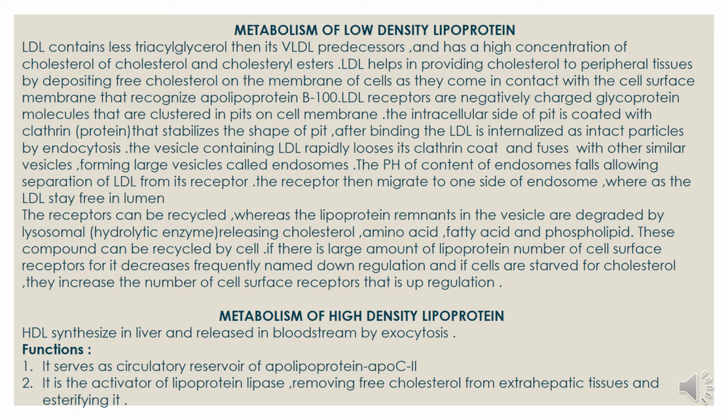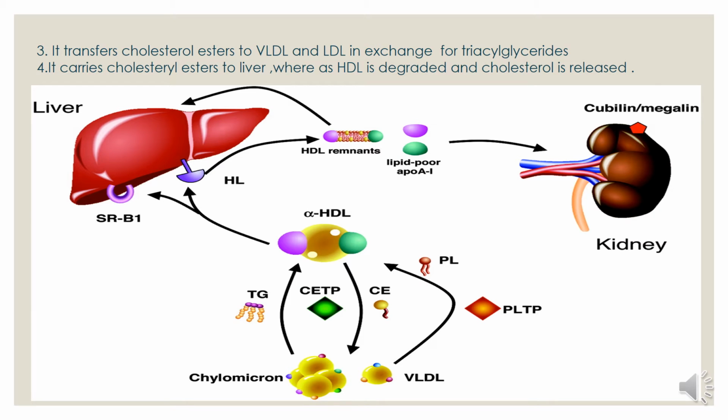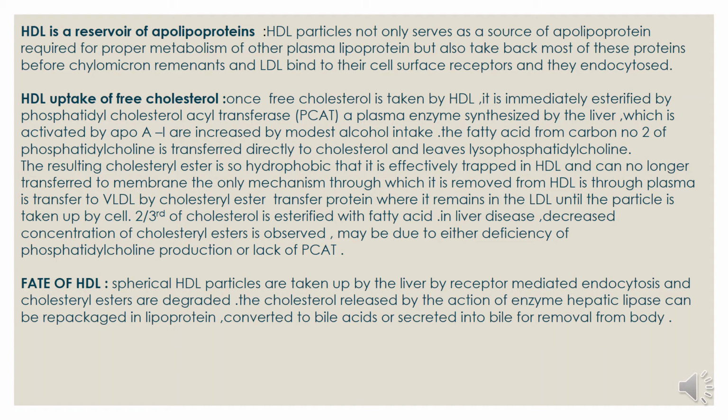Metabolism of HDL, high density lipoprotein. HDL is synthesized in the liver and released into the bloodstream by exocytosis, and it serves as a circulatory reservoir for apolipoprotein ApoC2, the activator of lipoprotein lipase. It removes free cholesterol from extrahepatic tissues. It transfers cholesterol esters to VLDL and LDL in exchange for triglycerides, and it carries cholesterol ester to the liver, where HDL is degraded and cholesterol released.